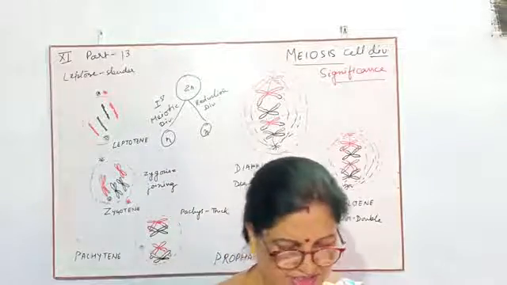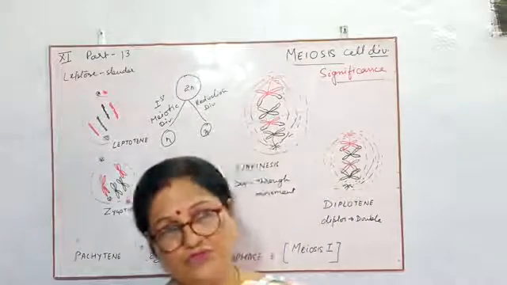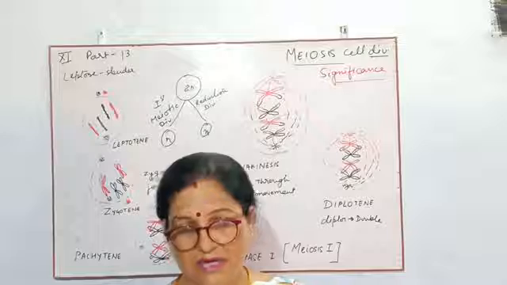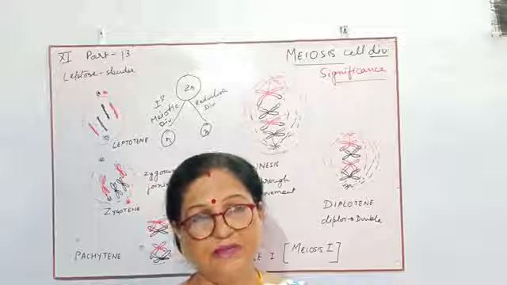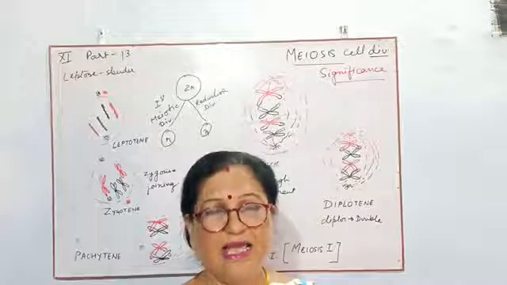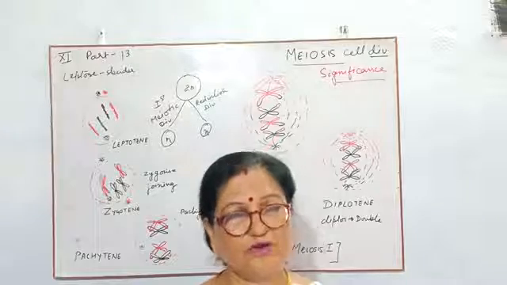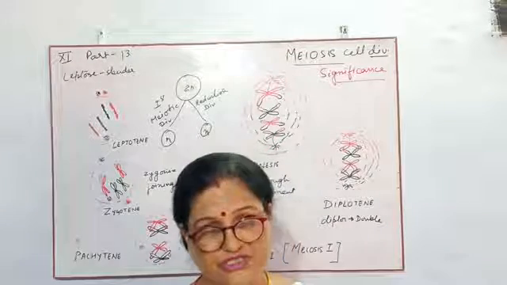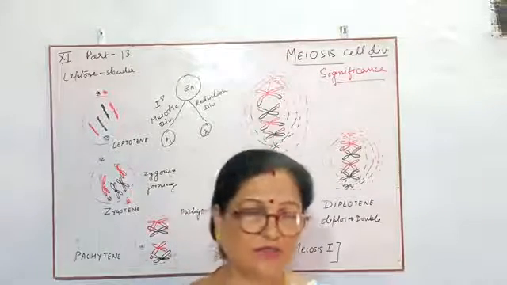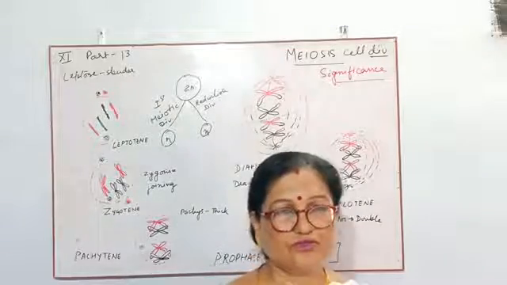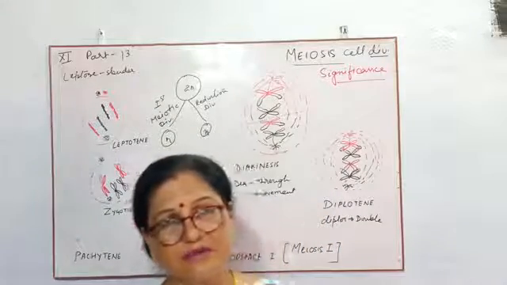And next is the surface volume ratio. The outer cell membrane forms the surface, and according to the surface, how much the volume of the cell should be can also be maintained by mitosis. So these are the significances of mitosis.